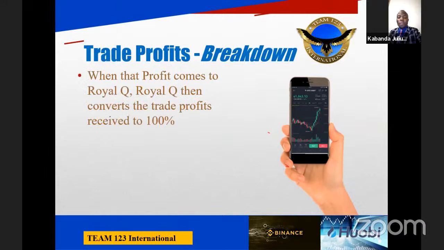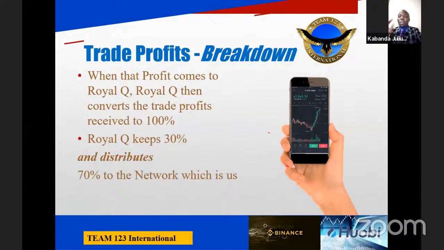Now, where does this come from? Whenever the robot makes profit, it divides the profit. It says, oh, Mr. Trader, Mr. Kasim the trader, you will be earning 100% of your money into your Binance. But as RoyalQ, we shall keep on taking off 20%, and this 20% will be broken into profits. Now, the 20%, once it comes to RoyalQ, it will be received and changed to 100%. RoyalQ will keep 30% and 70% goes into the network, which is us.